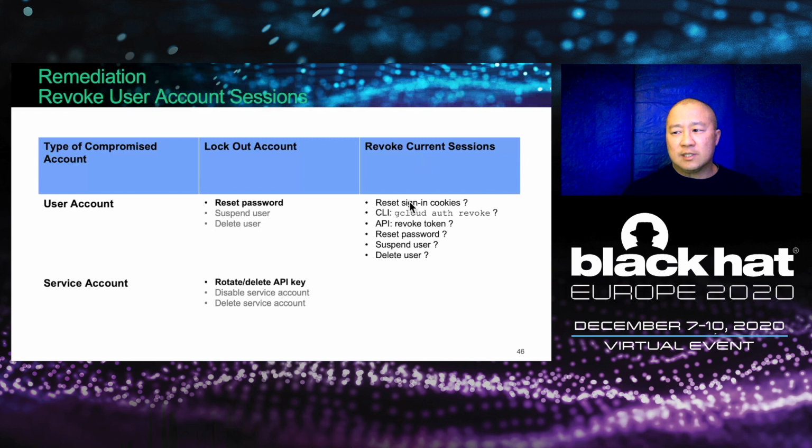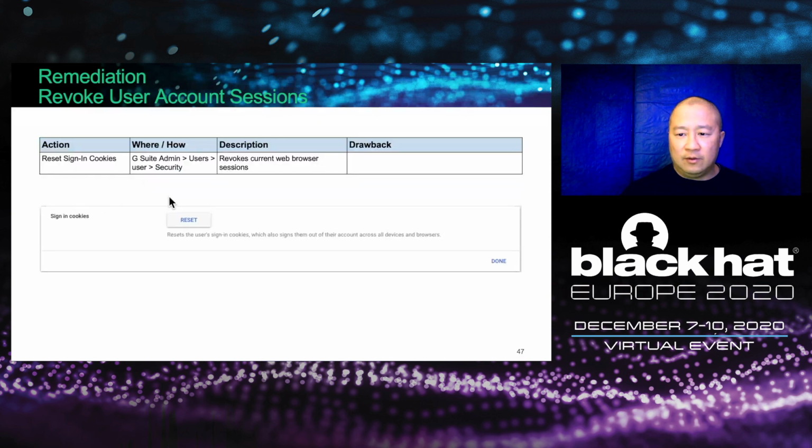Where it does get confusing is how to revoke current sessions. Potentially, the same lockout procedures may revoke sessions, and we need to test that. But there are also session-specific functionality that I listed first, reset, sign-in cookie, CLI, APIs, that need to be investigated. So, thankfully, I tested. You may be aware of this, but let's see if we can learn from my trials and tribulations. Reset sign-in cookies exists in G Suite Admin. Does this work? Unfortunately, no. It does work for web browser sessions. It does not work for SDK sessions, so it doesn't help our CLI vector.